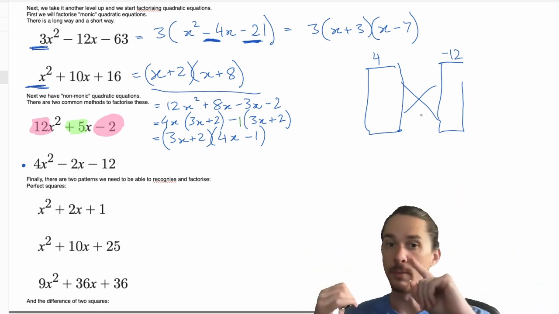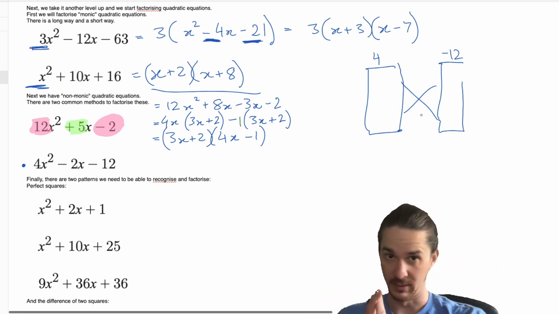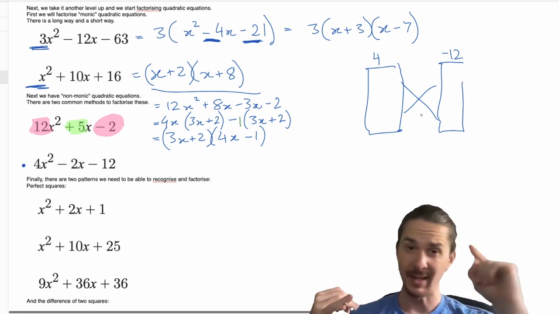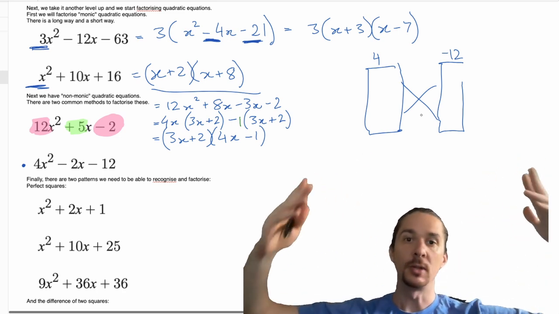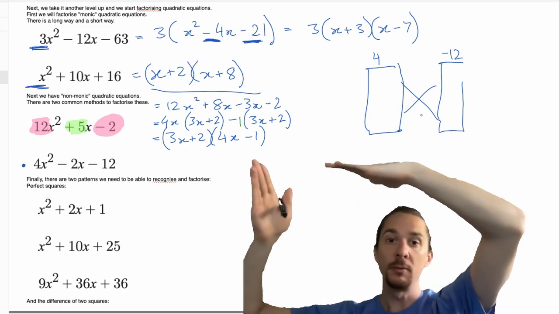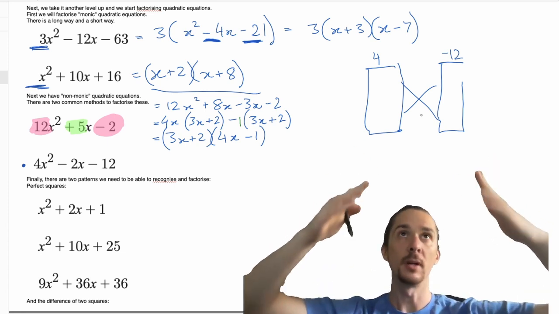The factors that go here could be 12 and negative 1, could be negative 12 and 1, could be 2 and negative 6, could be negative 2 and 6, could be 3 and negative 4, could be negative 3 and 4. We don't know. So there's a bit of guess and check that goes on in the cross method. The more you do it, the easier it's going to be. I would recommend this method for most students, but I want to show you this one because it can be quick if you master it.